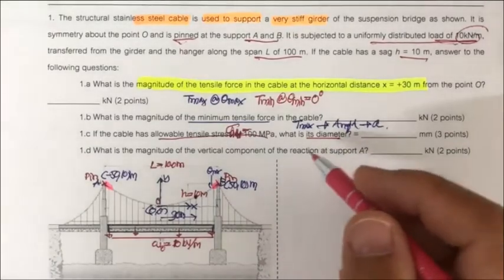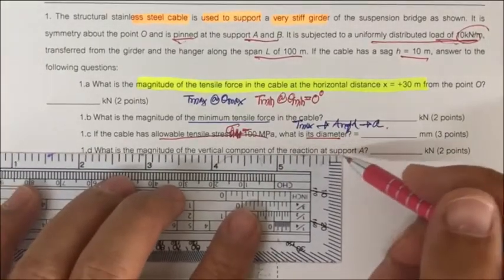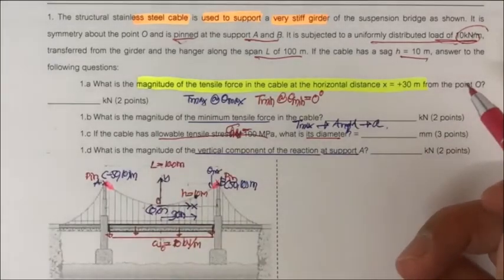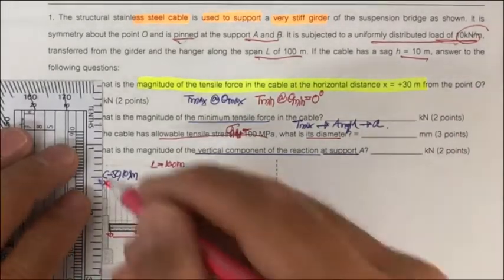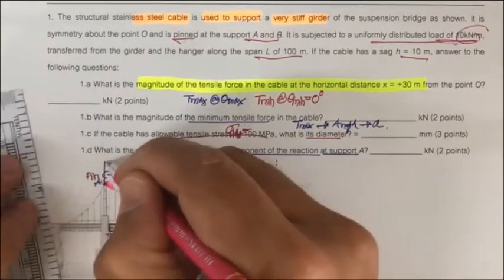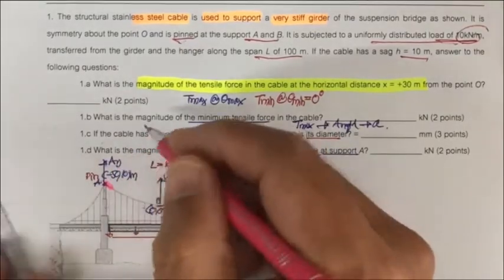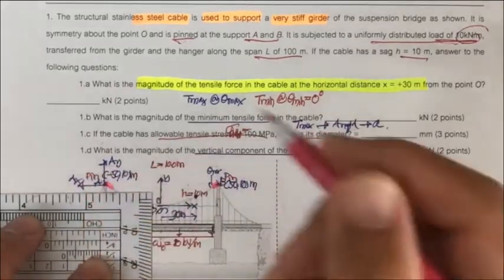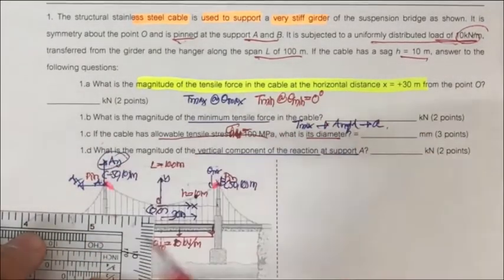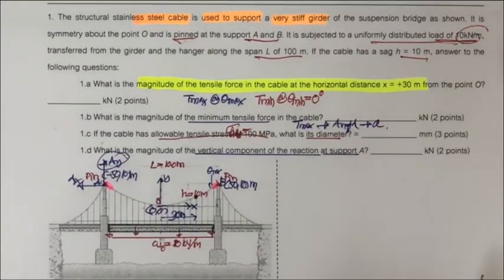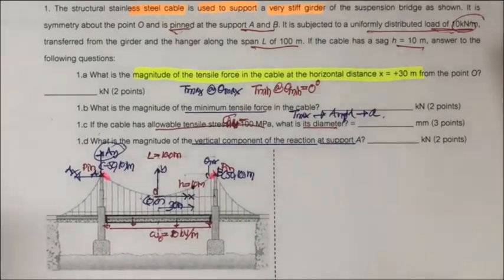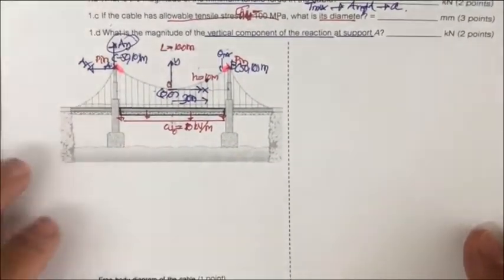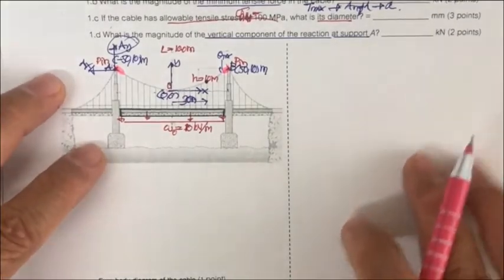And finally, they ask us to find the vertical component of the force at A. That means they ask us to find this A sub y. Over here there is also the A sub x. So they would like us to determine this. From this we need to draw the model for our problem.